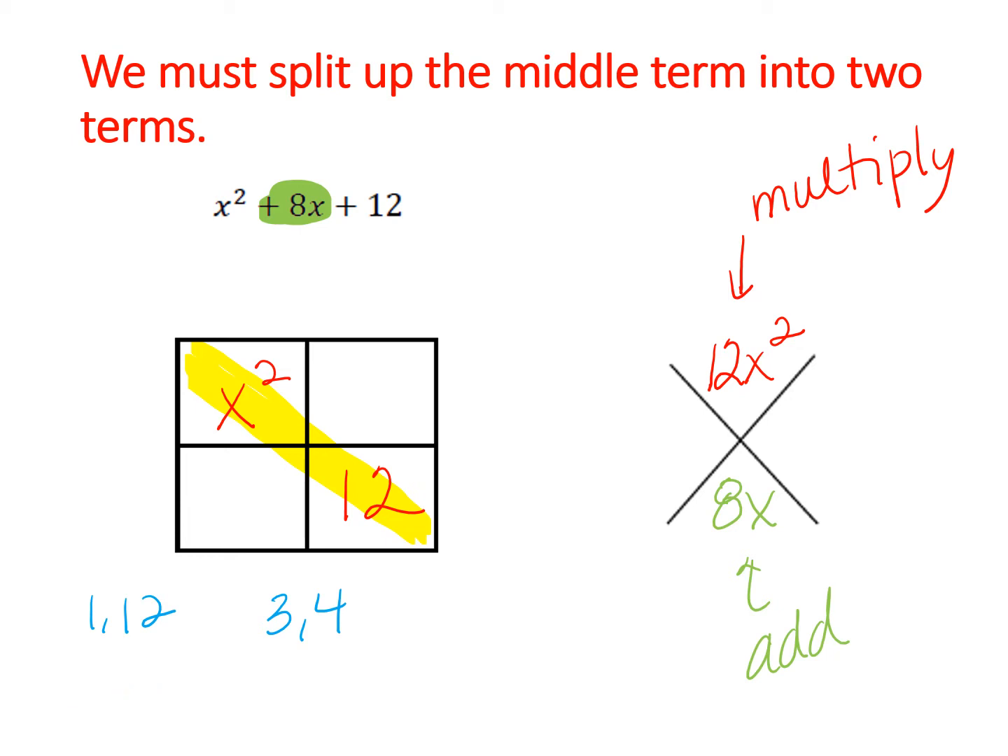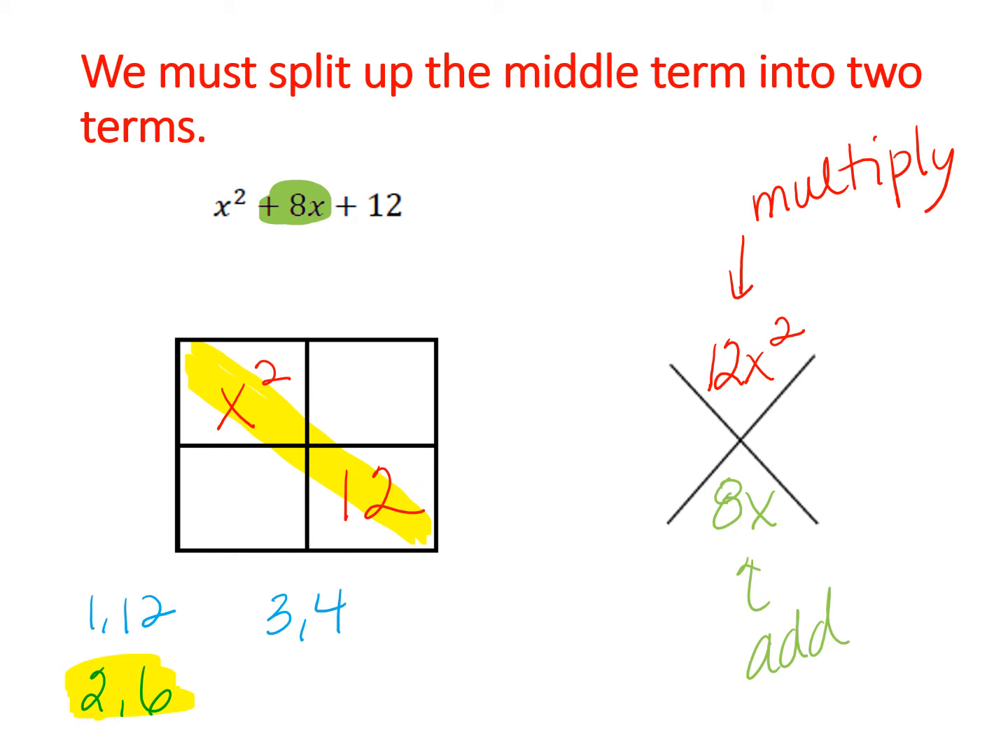My 2 and 6. This 2 and 6 will actually add up to 8, and they multiply to give us 12.